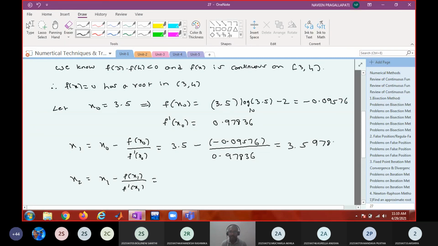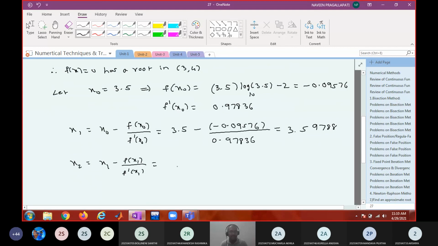3.59788. Okay. So like this you please find out subsequent approximations x2, x3 and so on. You stop the process when you get 4 decimal places of accuracy. From this problem onwards, all problems are going to be for 4 decimal places of accuracy only. Is that okay?